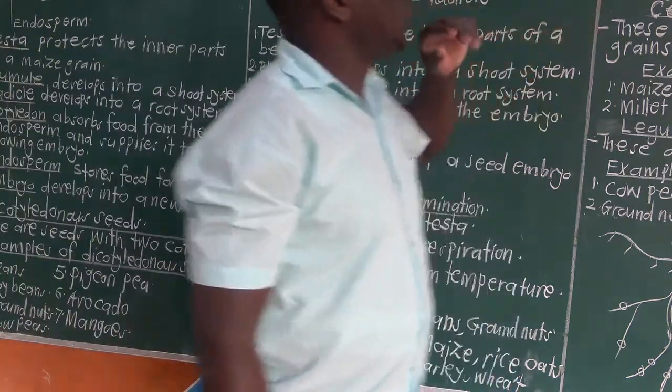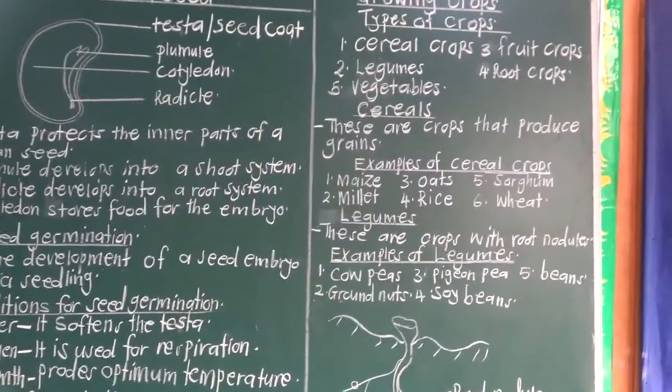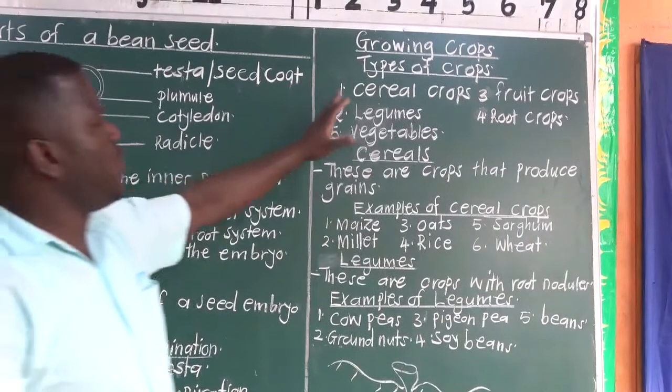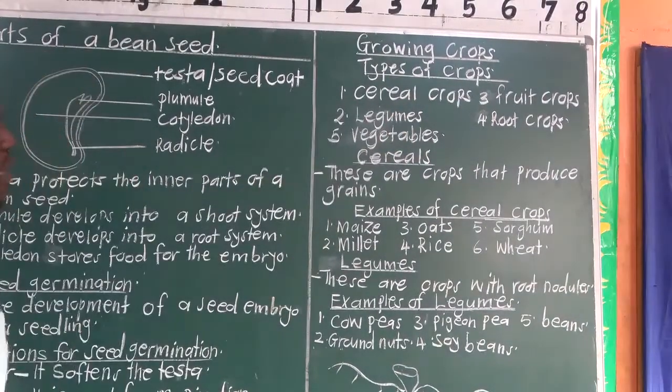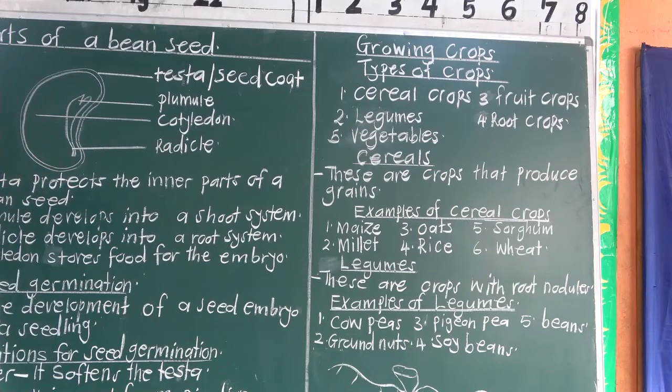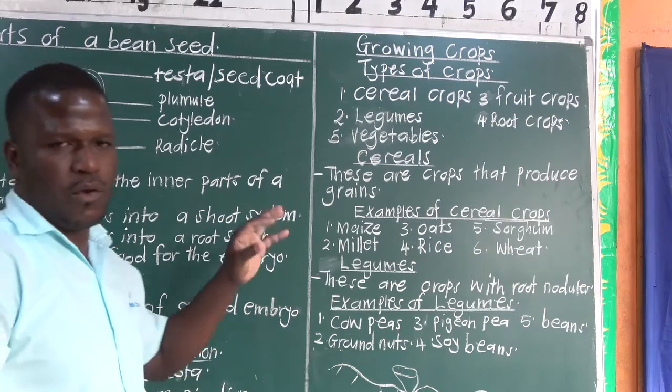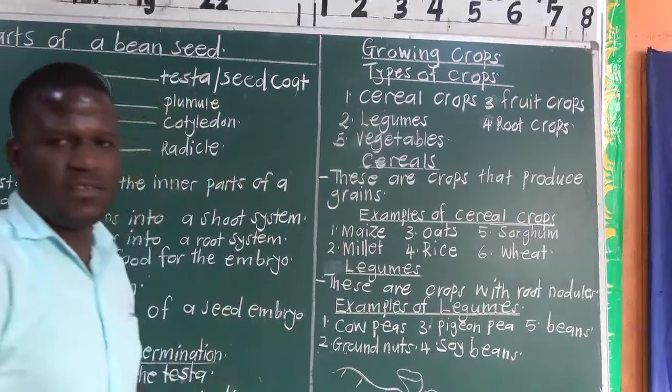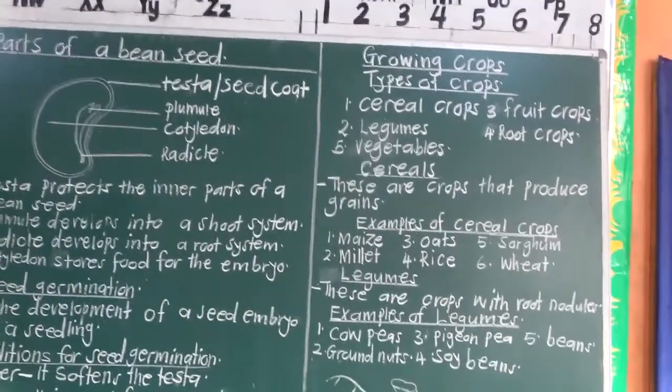Next, look at growing crops. This is another topic. We are done with topic 1 of term 1. Now we are going on to topic 2, which is growing crops.